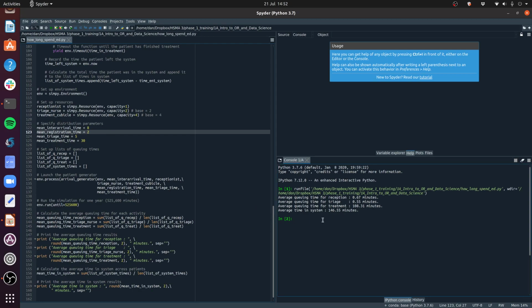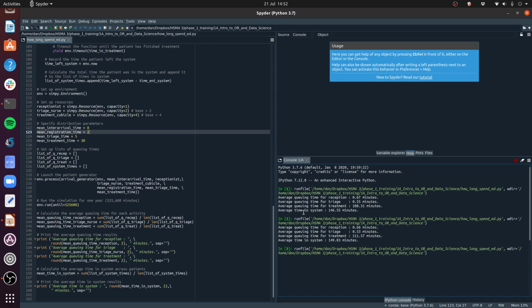But I've run that once and you can see the average time in the system's about 147 minutes. I'll just run that a few more times so we get a sense of what the results look like. So about 150, just run it once more. And 160, so it's floating around the sort of 150, 160 mark.